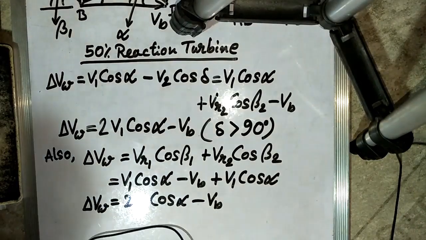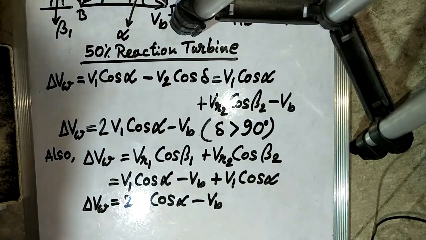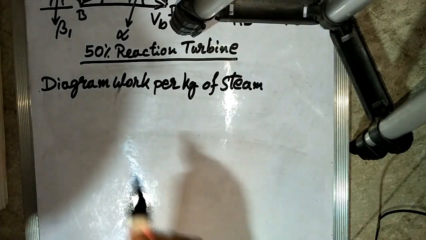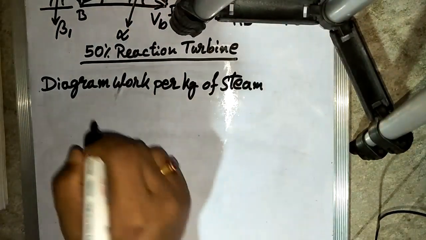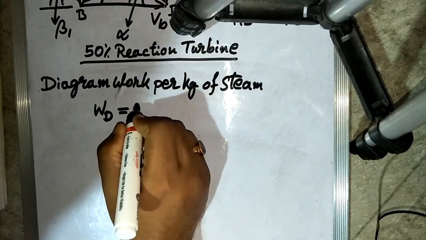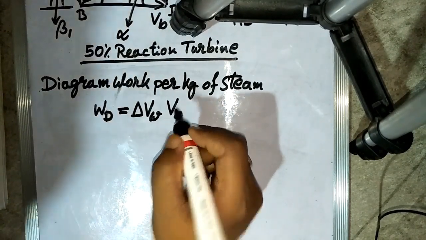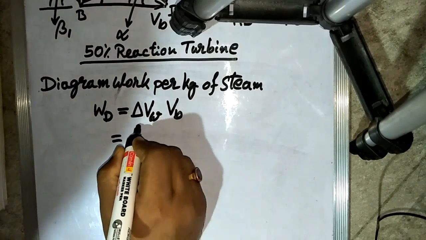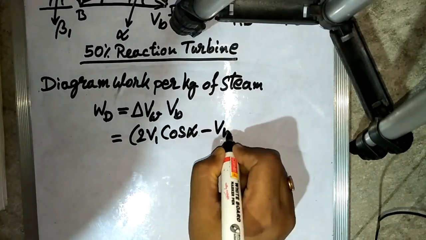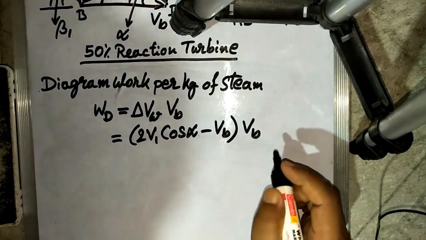By following any kind of this method, you can get the same result of del v omega. So now to find out the diagram work of steam. The diagram work per kg of steam is W suffix d, equals del v omega into vb. So that becomes (2 v1 cos alpha minus vb) into vb. This is the diagram work per kg of steam.